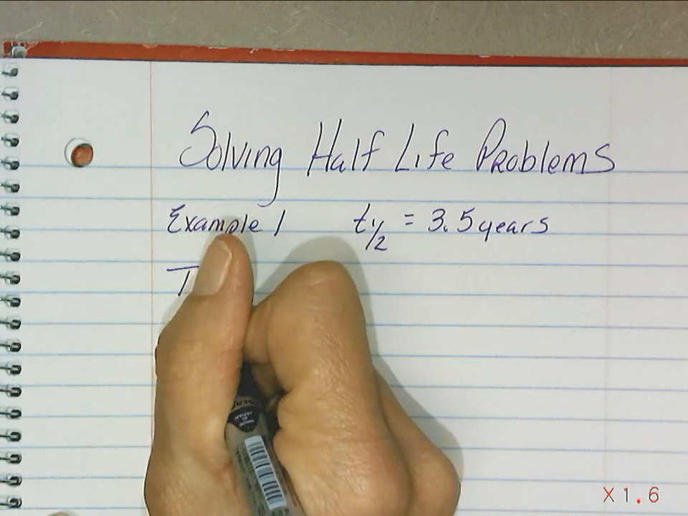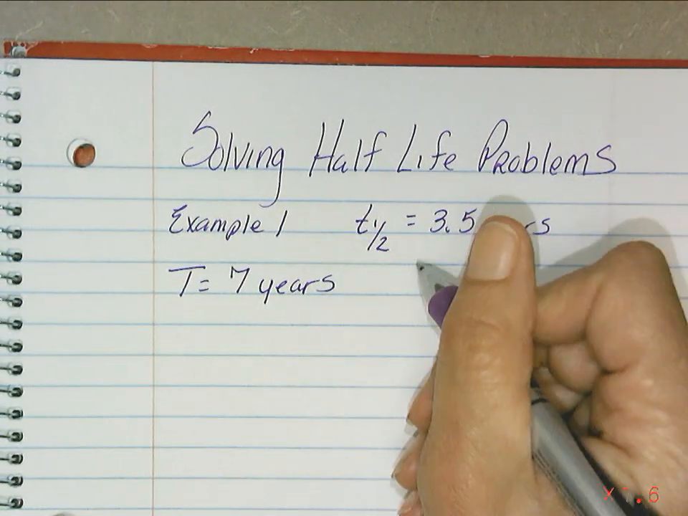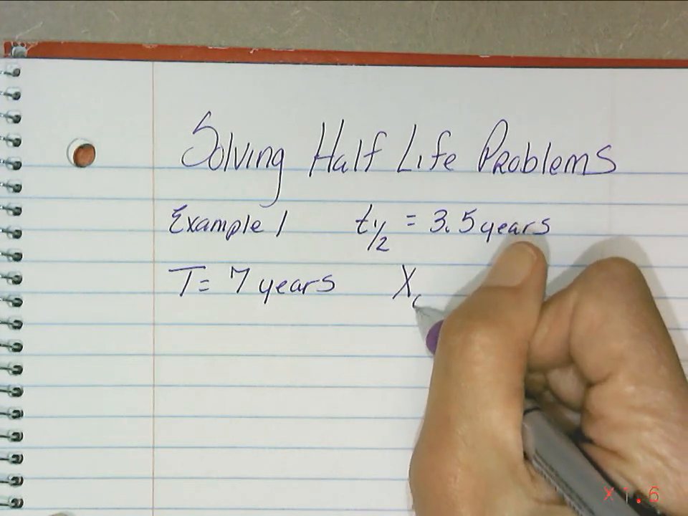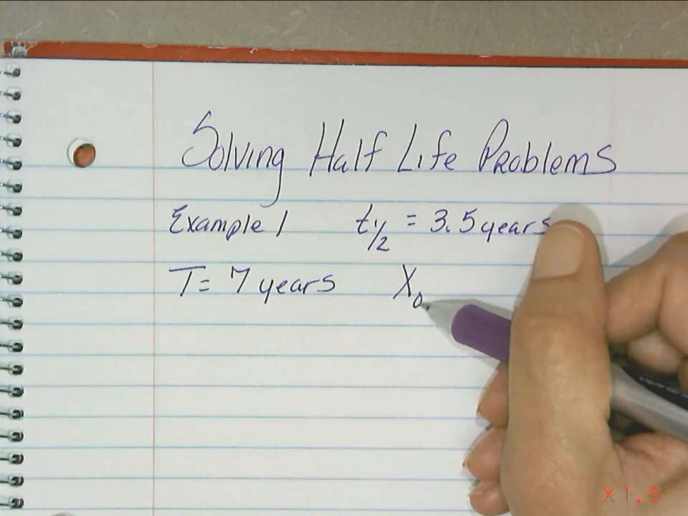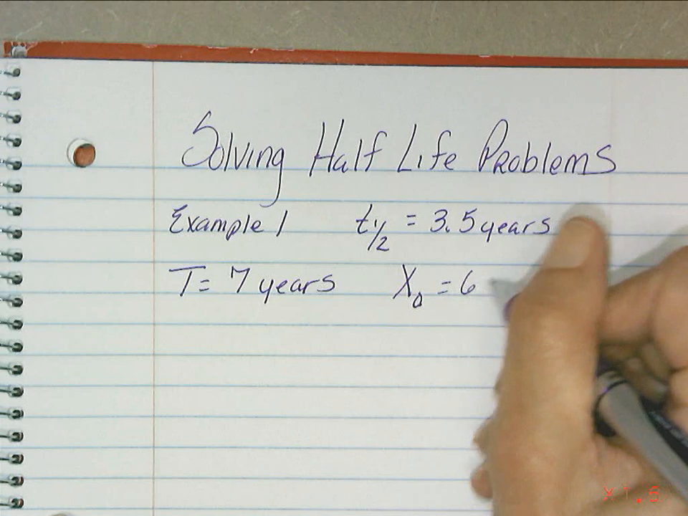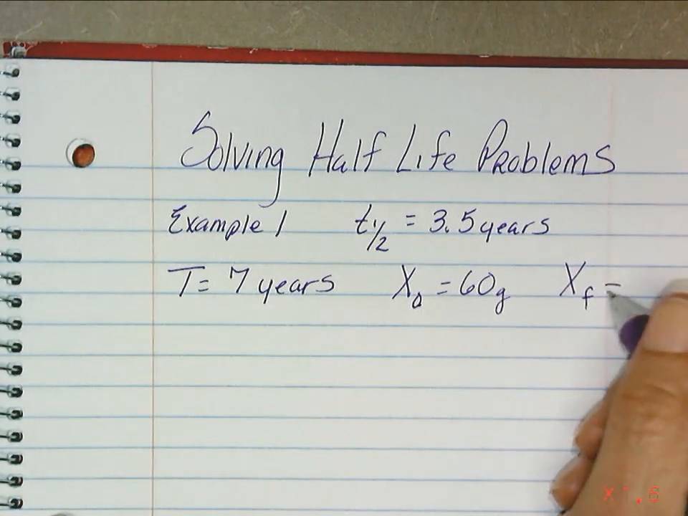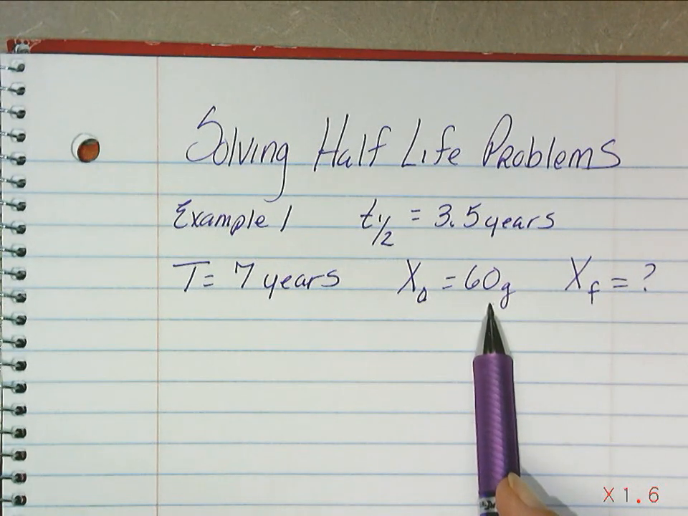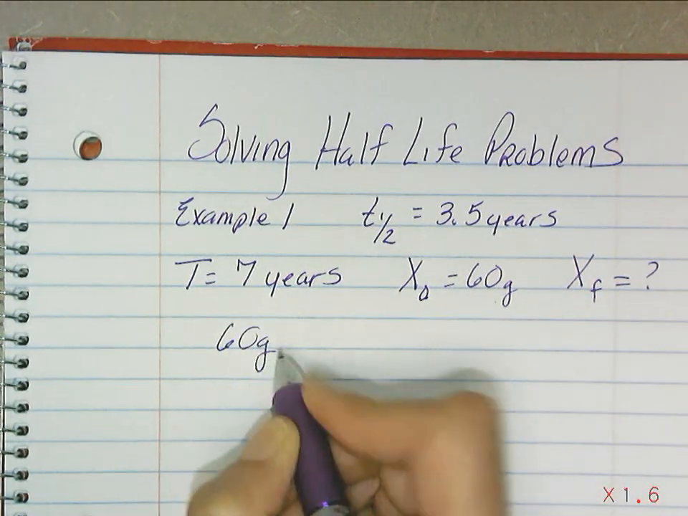Okay, so total time passed, 7 years. How much of a 60-gram sample? Okay, so the starting amount, you can put M0 for mass at the beginning, but 0 stands for the initial. 60 grams, and we're looking for the final mass. All right, we know that every 3.5 years, half of the 60 grams is gone.